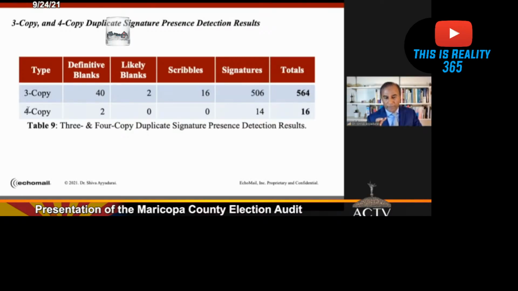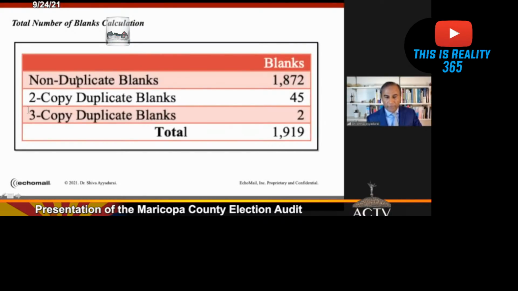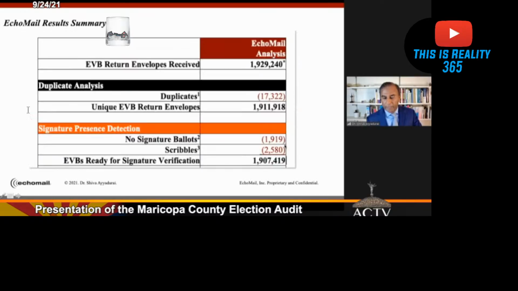2 sets which were scribble, 5 which were blank. So now we do the totals calculations. If you add the non-duplicate blanks, 1,872, 2-copy duplicate blanks, 45, and then 3-copy duplicate blanks, 2, you get 1,919. Similarly for the scribbles, 2,420 for the non-duplicates, 155 for the 2-copy, 5 for the 3-copy, we get 2,580.